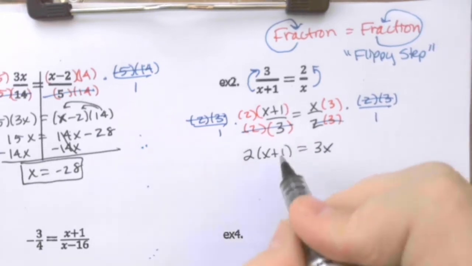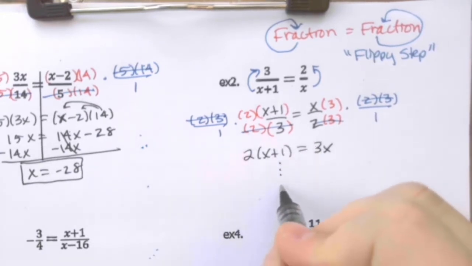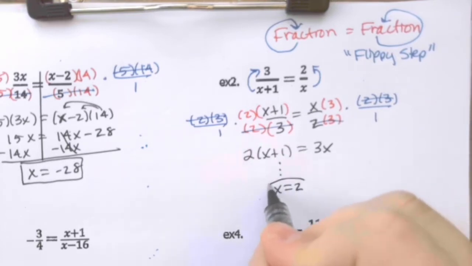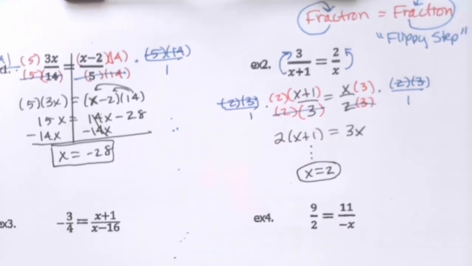And you go to normal solving. So I'm just going to put dot, dot, dot, x equals 2. You can finish it if you want, but I'm mainly interested in teaching the proportion steps.